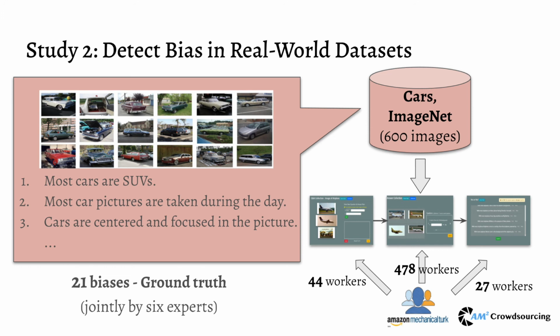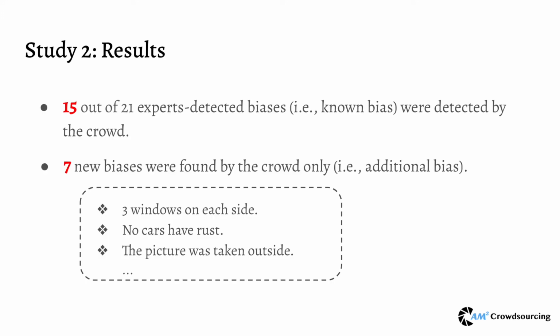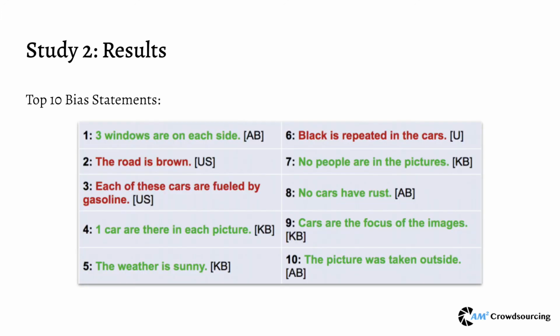The results of Study 2 showed that 15 out of 21 expert-detected biases were also detected by the crowds through our workflow. Same as Study 1, crowds also found 7 new biases that were not detected by the experts. We conducted the same annotation for all bias statements generated for Study 2, and here is the annotation result for the top 10 statements. Again, most of them represent the correct biases.